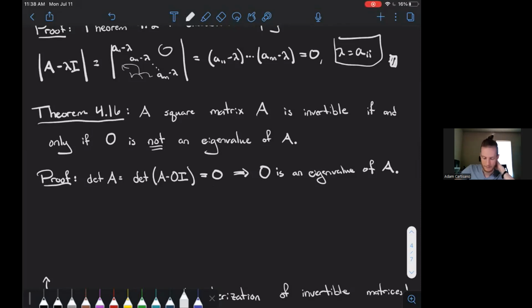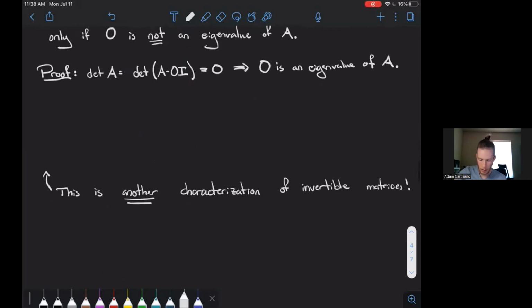So, a square matrix is invertible if and only if 0 is not one of its eigenvalues. It's a nice exercise in logic. It's kind of cool.